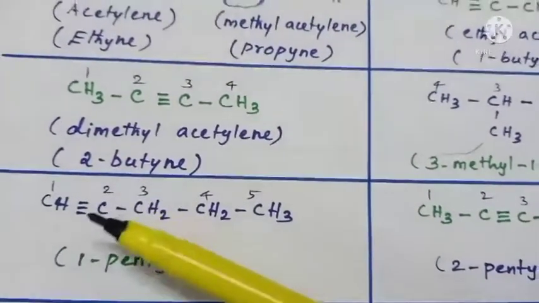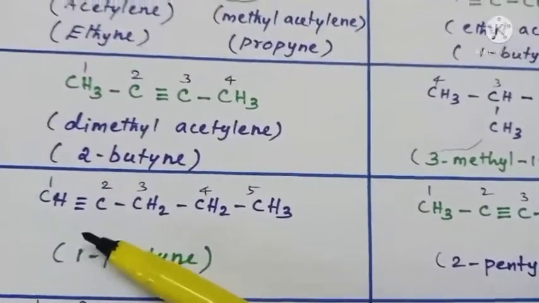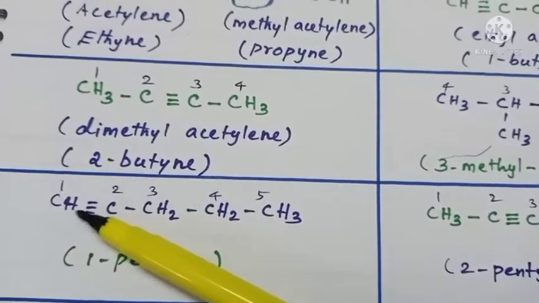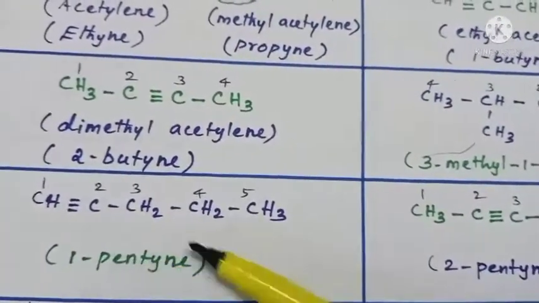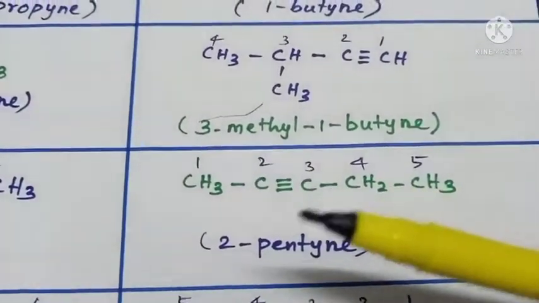Now the IUPAC name: there are 5 carbon atoms in total, so it is a pentyne derivative. Then the numbering in a forward direction, so this carbon gets the least number 1. So it is 1-pentyne.